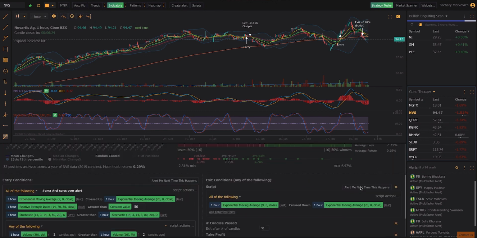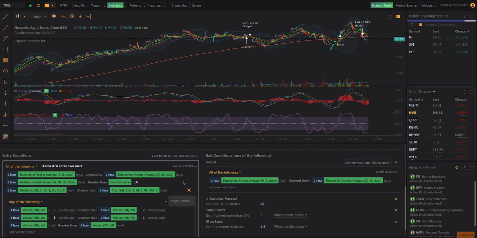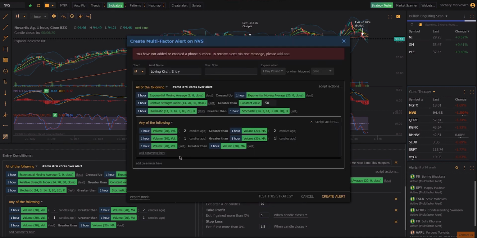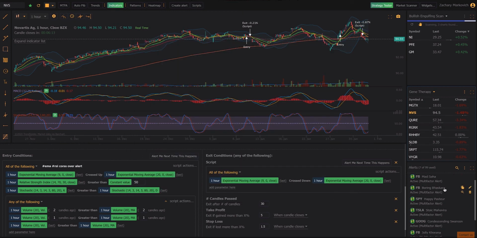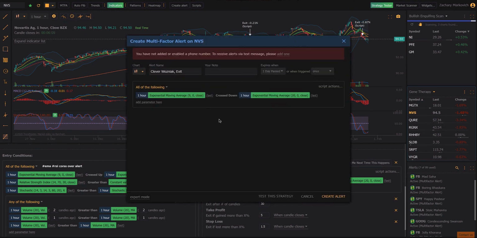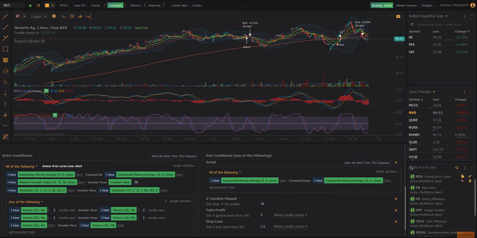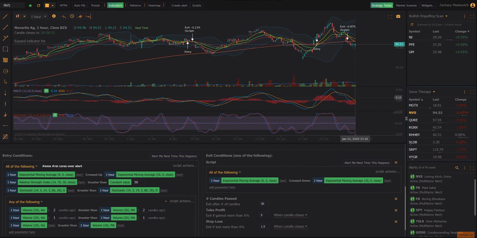I could scroll down to my conditions here on the bottom of my chart, click alert me next time this happens, and then set the expiration, triggers, and create the alert. It's down here in the bottom right. If I want to get alerted on the exit condition, just click alert me on this condition, set the expiration, triggers, create the alert, and it's going to alert me next time that happens, right? So that's the backtester, you guys, and that's how you can combine it with your scanners and your watch lists.